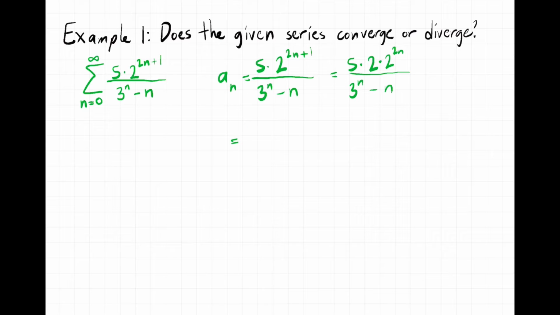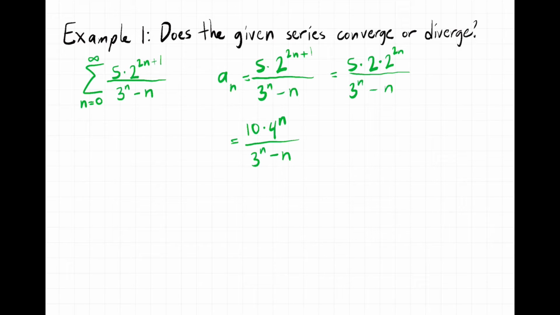That's actually going to be 10 times 2 to the 2n. But actually, 2 to the power of 2n is the same thing as 4 to the n power, right? 2 to the 2 is 4, and then take that to the n power, that's 4 to the n, over 3 to the n power minus n. Now you can see a little more clearly the connection here between the terms of this series and the terms of a geometric series.